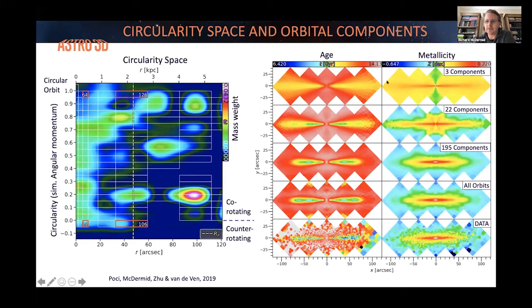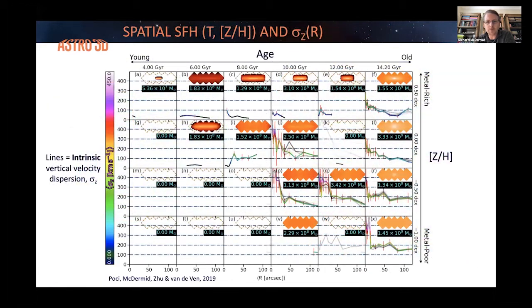But it turns out, on the right, we're trying this with 3, 22, 195, and then all orbits combined. And the question here is how many of these orbital components, how much freedom do we need to reproduce the age and metallicity maps that are at the bottom? And it turns out you need sort of order a couple of hundred orbital components to match that structure. So once you've got this fit, then you obviously have a wealth of information.